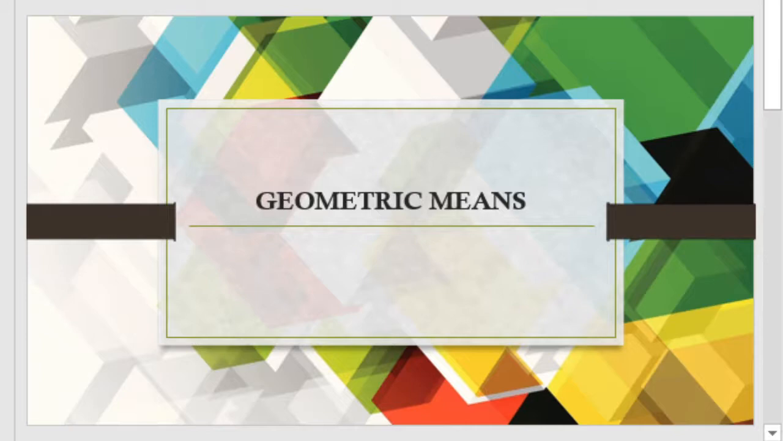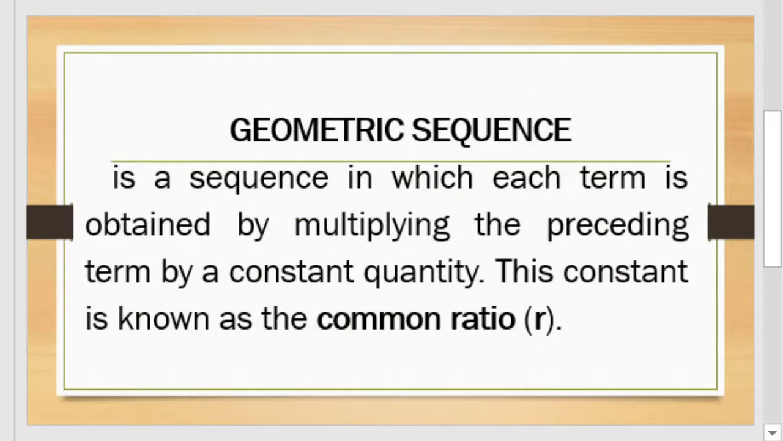But before that, let's recall the definition of a geometric sequence. A geometric sequence is a sequence in which each term is obtained by multiplying the preceding term by a constant quantity. This constant is known as the common ratio. So that is what a geometric sequence is, that it has consecutive terms with what we call a common ratio.